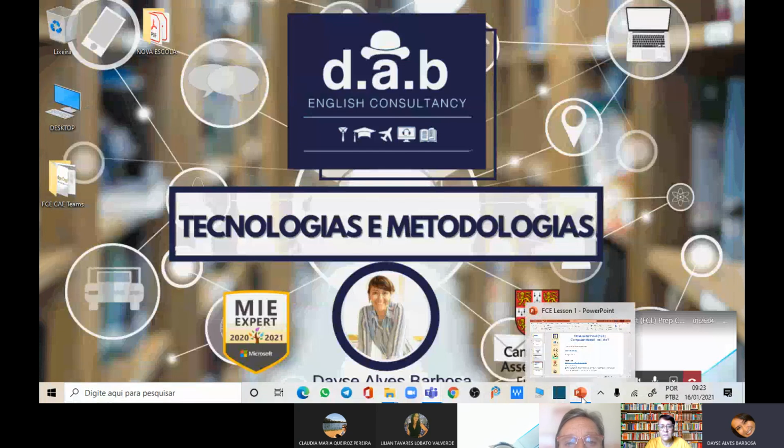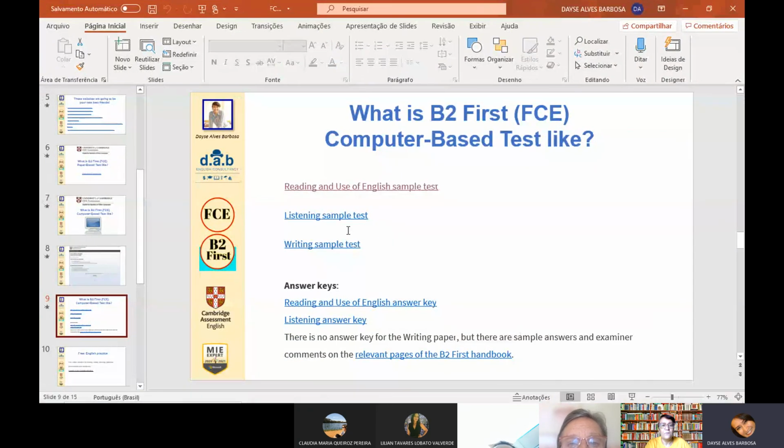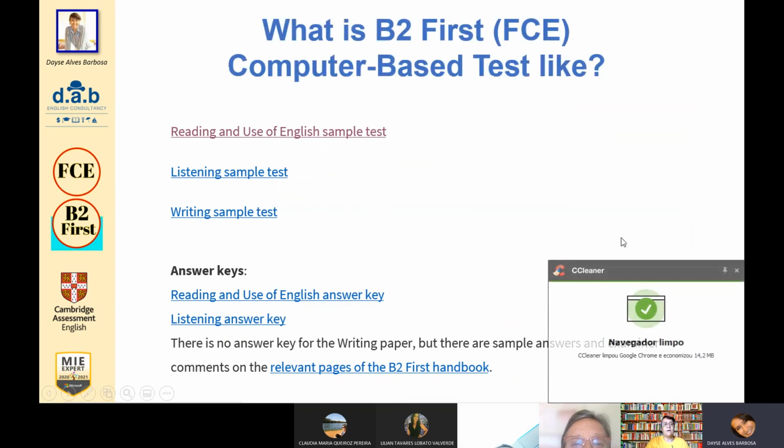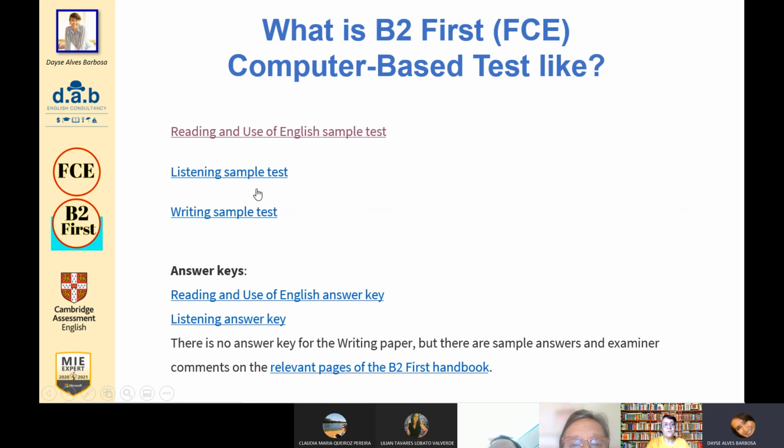Okay, let me close. And you have the same for listening sample and for writing sample. You have the same thing. Reading and use of English, listening, you're gonna get the key, the answer key. But for writing, it's impossible. But what they see here, the answer key is here. You just click here to see the answer keys.